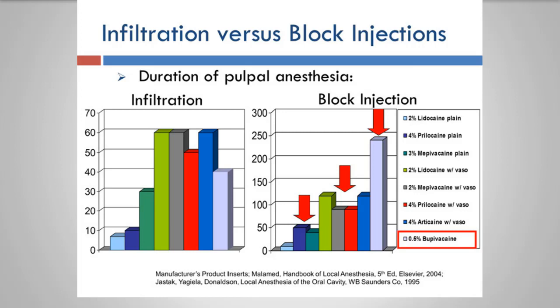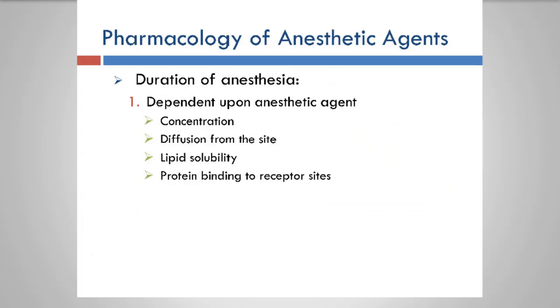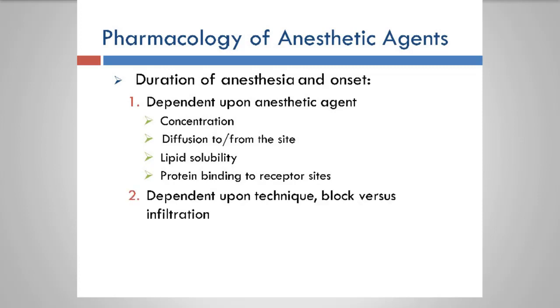And you'll also notice that the bupivacaine plain has also boosted up a little bit here, maybe 45 minutes or so of pulpal anesthesia. Okay, so when we look at the overall duration of anesthesia, and we're talking pulpal anesthesia in this sense here, it's dependent largely upon the chemical characteristics of the anesthetic agent. The overall concentration, in terms of duration, diffusion away from the nerve site, and then the lipid solubility is a huge, very important factor, and also the protein binding to receptor sites. Also a factor is the technique that we use.